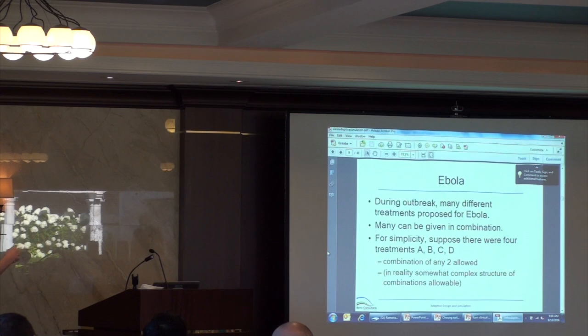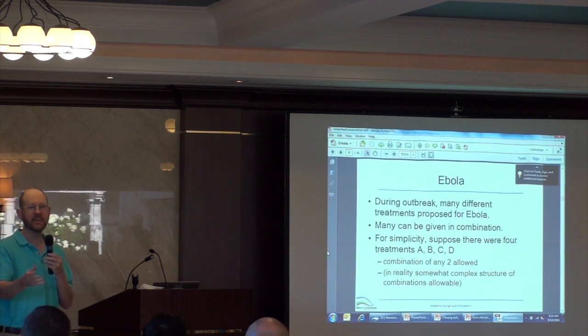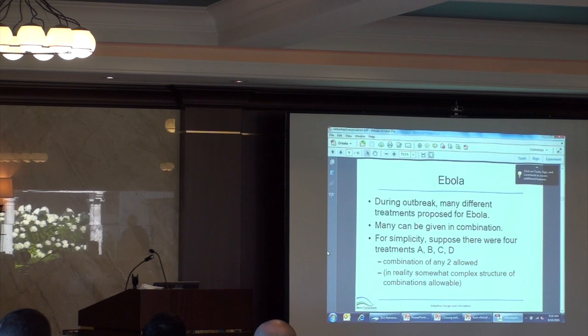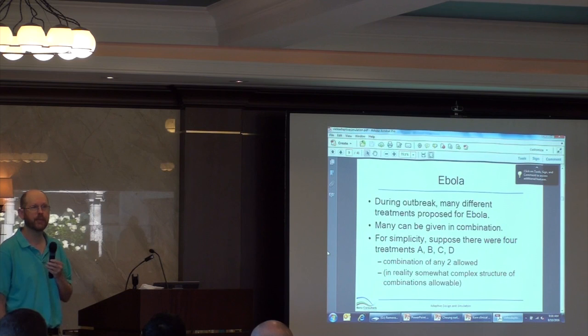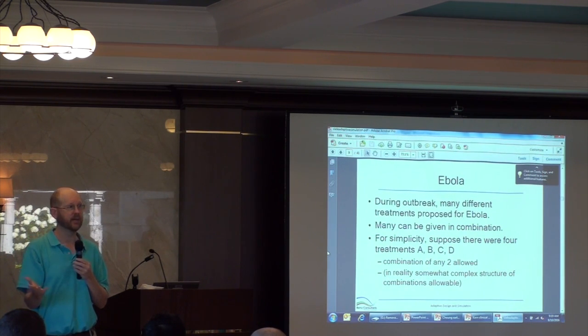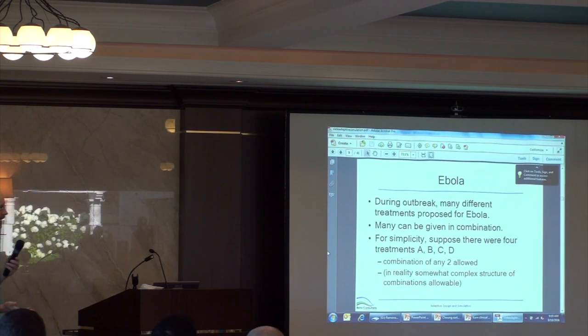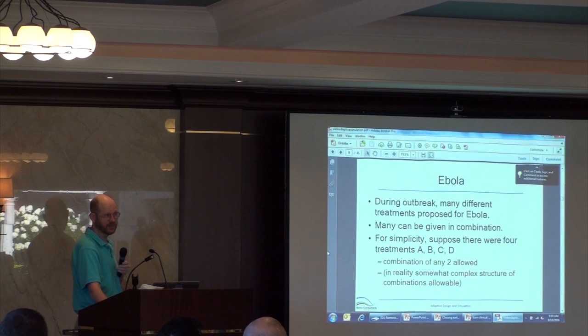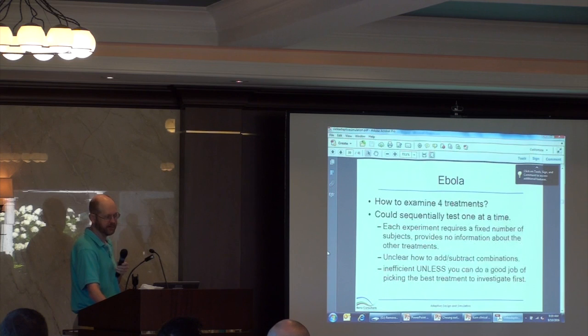Now, in reality, there was a somewhat complex structure. So you could potentially give A and C together, but you'd never give A and D together, for example. I'm eliminating that complexity here. But what I've got is, this essentially gives me 10 possible treatment arms. So I've got A alone, B alone, C alone, D alone, and any combination of the 2. So that's a lot of arms to be studying in a trial. So I want to know, well, how do I figure out which one of those 10 is right, especially given the fact that I know people are dying like crazy as I go.